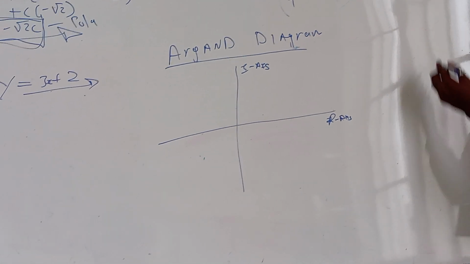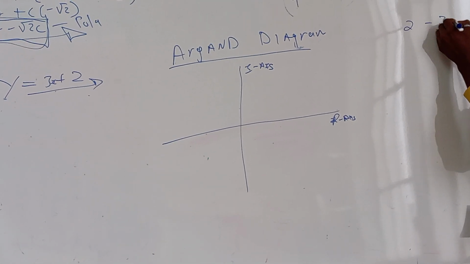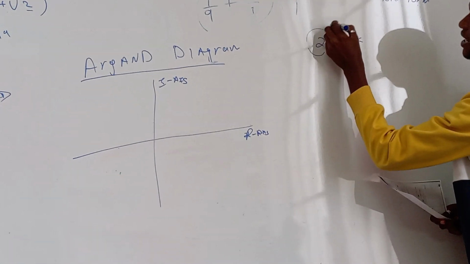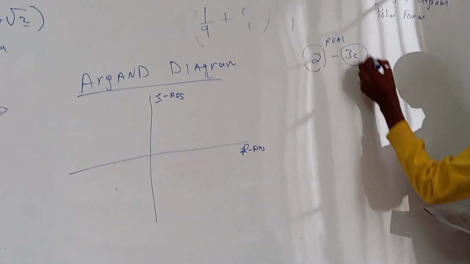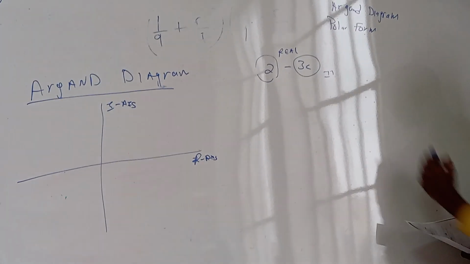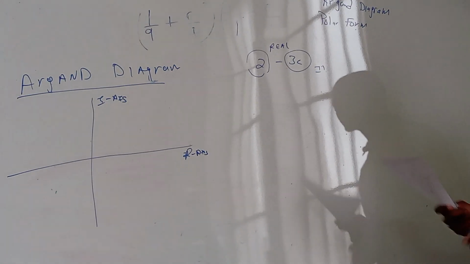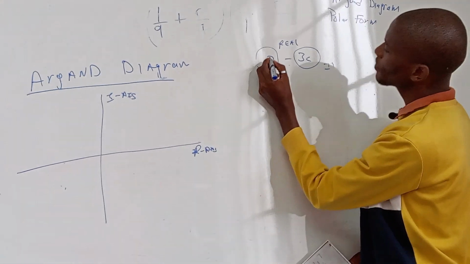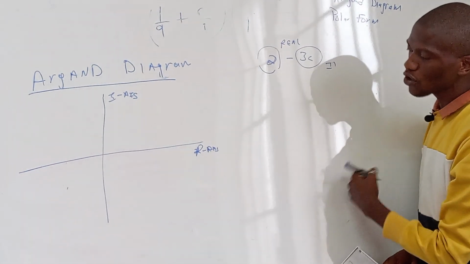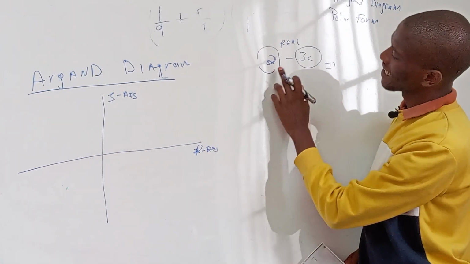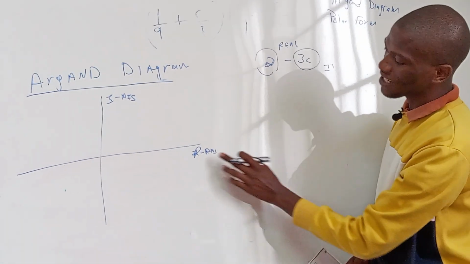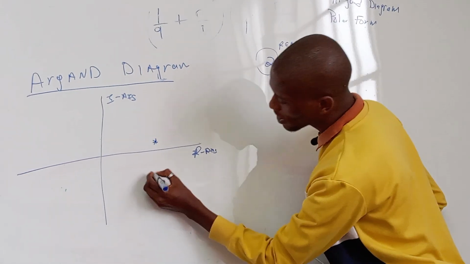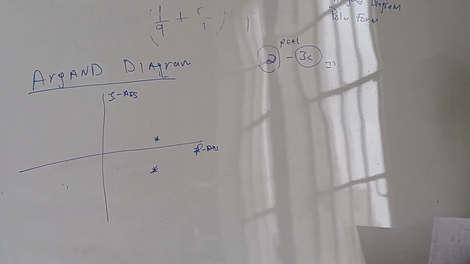So for an example, if we have 2 minus 3i, right? This one is my real part and this one is my imaginary part, right? So on my real numbers, if this one is 2, which means it's positive, you ask yourself, where on my real part can I get positive 2? Real numbers are only positive on the first quadrant and also on the fourth quadrant. Right? So this is what you ask yourself.